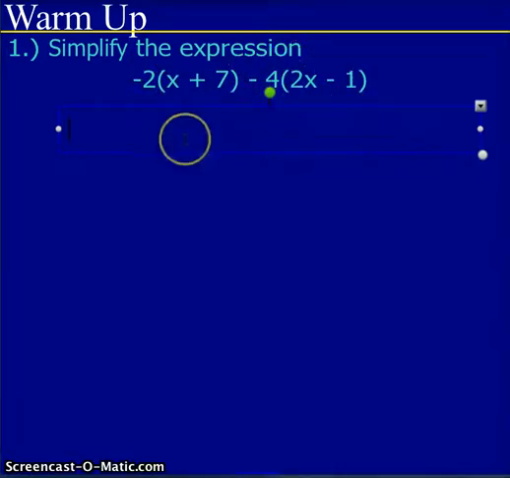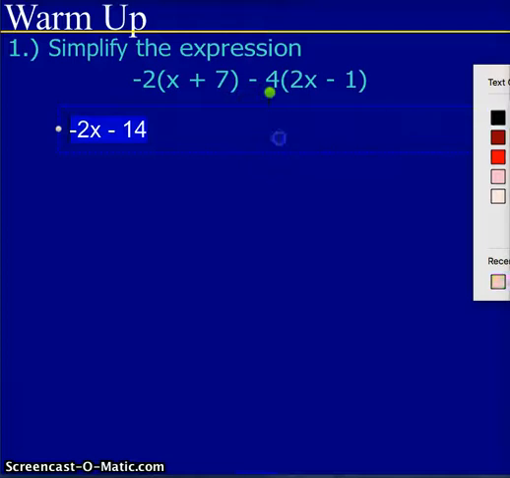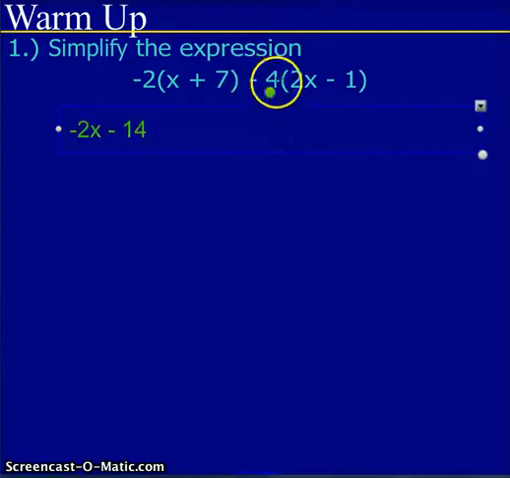So when you distribute -2, you get -2x, and then -2 times positive 7 gives you -14. Just going to use a different color to make it a little easier to see. And now when we distribute this -4, -4 times positive 2x is -8x, and -4 times -1 is positive 4.